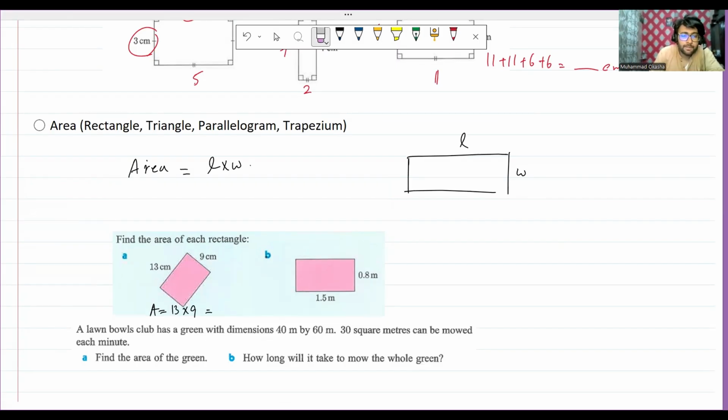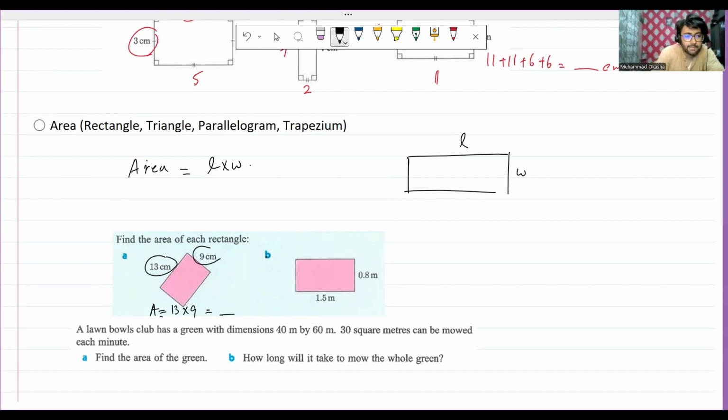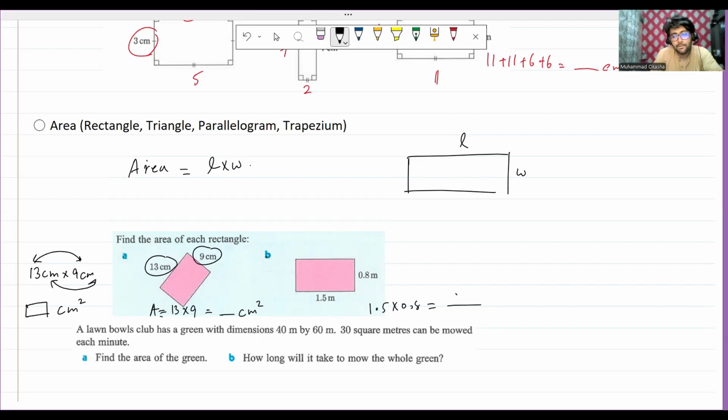Okay. Now, one thing is really important. You have to make sure that area is in units squared. What I actually mean by that is, this is 13 centimeters, this is 9 centimeters, right? You're multiplying the numbers, 13 multiplied by 9. But you're also multiplying centimeter and centimeter, right? So whatever number you get, it should have centimeters squared, because there are 2 centimeters being multiplied. Similarly, 1.5 multiplied by 0.8, if you multiply them, you get your answer in meters squared, because the unit is meters.